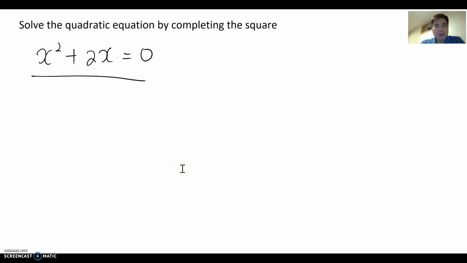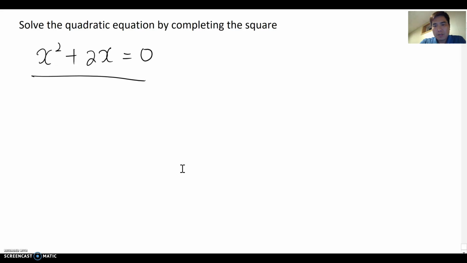Let's continue to talk about solving the quadratic equation by completing the square. Now look at this example: x squared plus 2x equal to 0. Okay, so last time we talked about the form of completing the square.